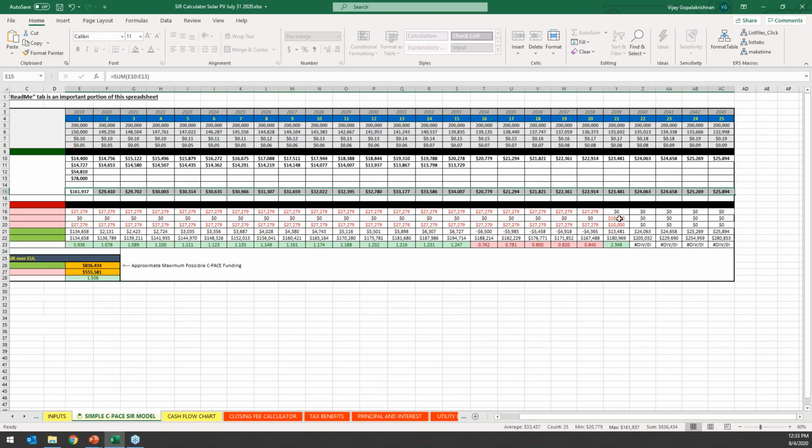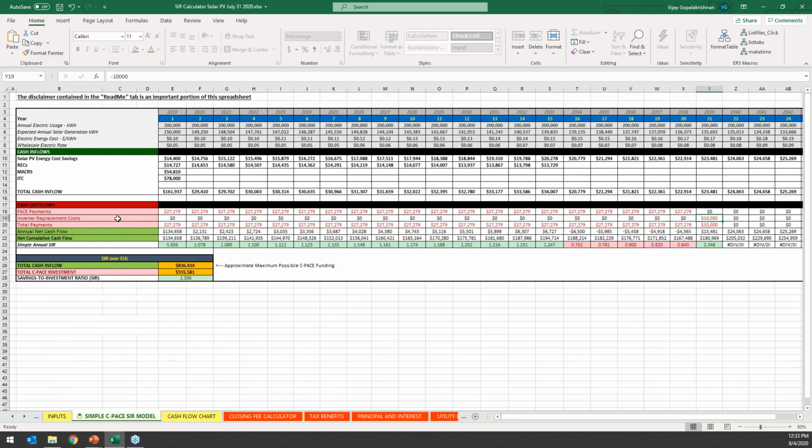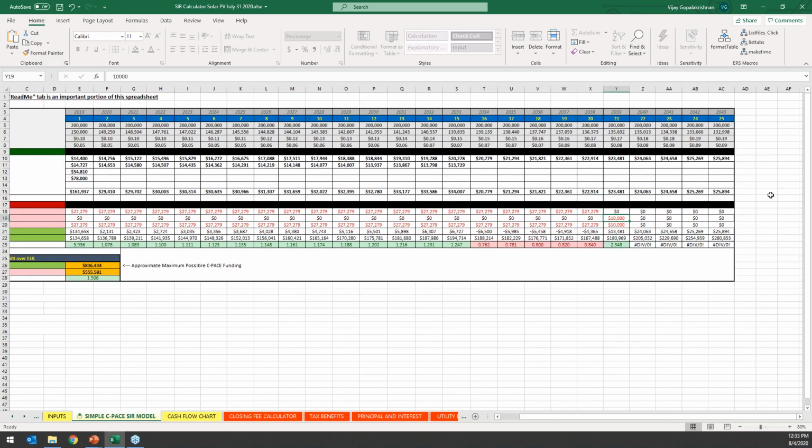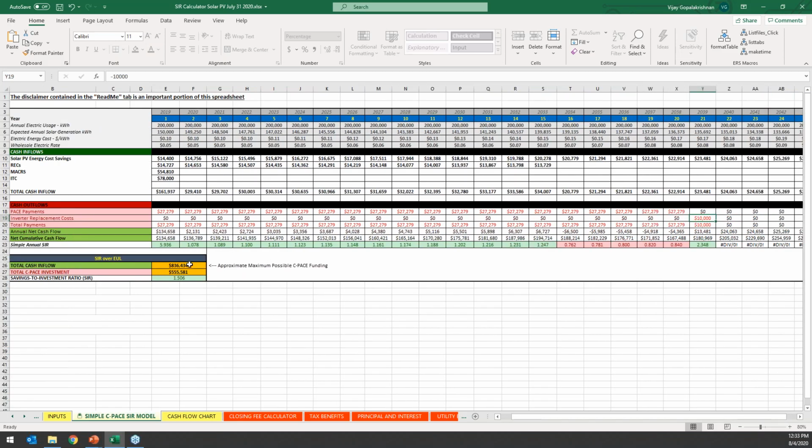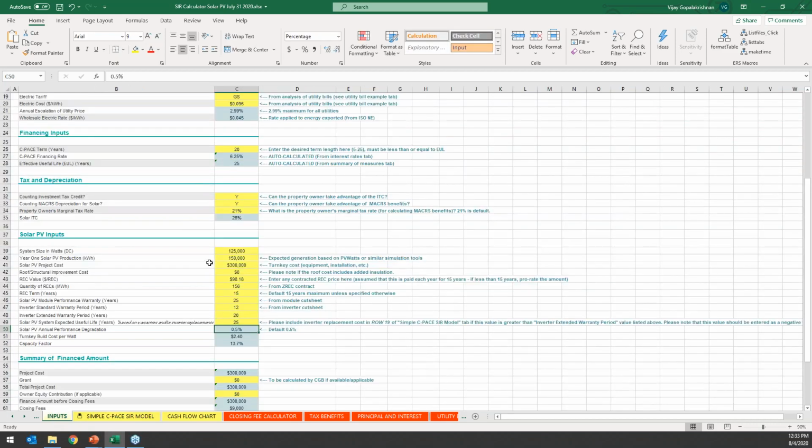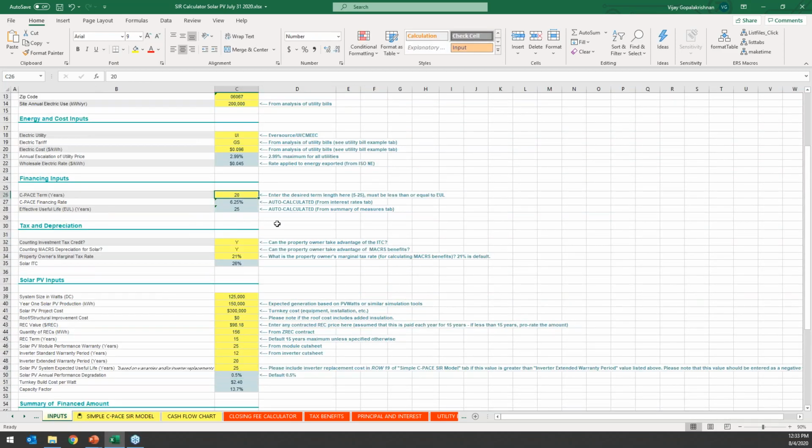In year 21, we have a negative $10,000 inverter replacement cost, which extends the savings and the cash inflow to 25 years. And so with that, your total cash inflow over 25 years is $36,000. And if you want to keep the term at 20 years, you can, and that would be about $555,000. But let's say you would like a 25-year term, and some customers may choose to go for the longest term available. Previously, when we entered 25, it turned purple and struck through because it was greater than the EUL.